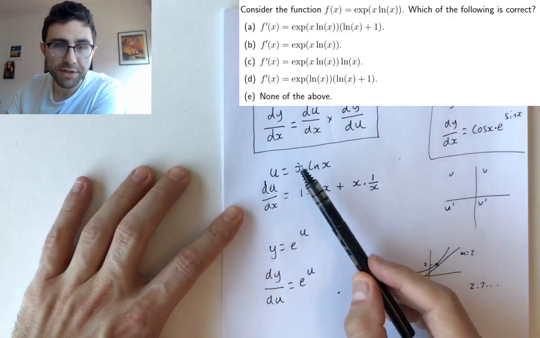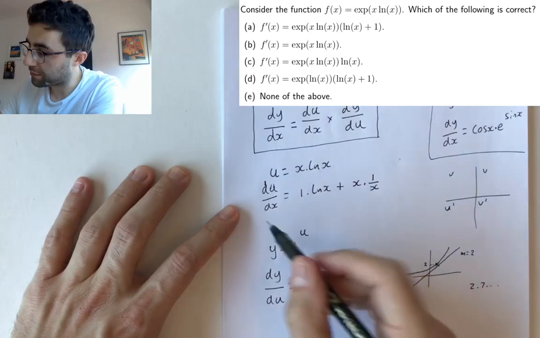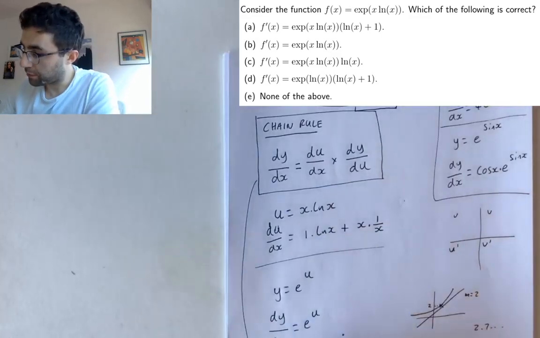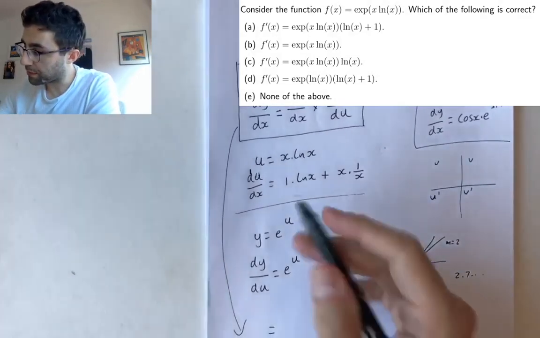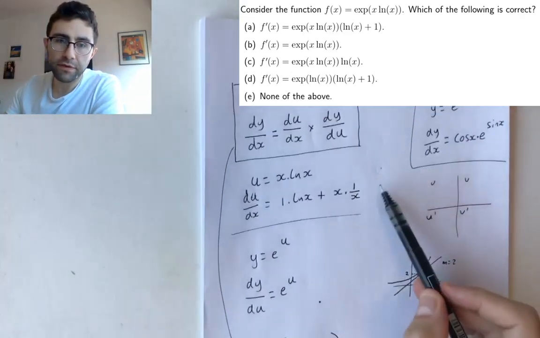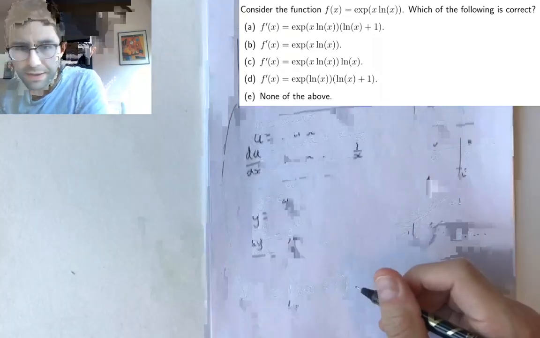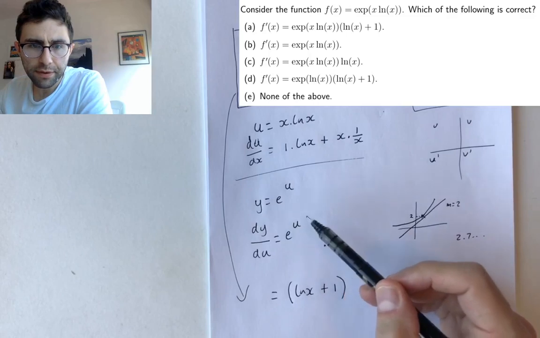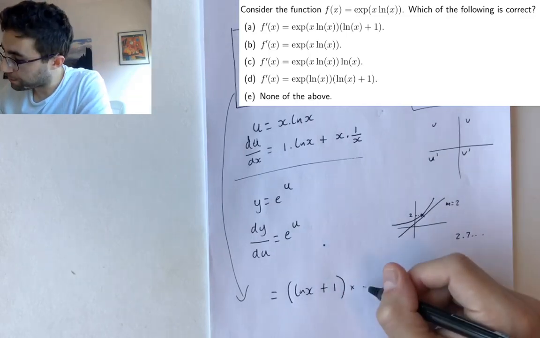I've differentiated my y equals in terms of u. Now let's just plug it into the chain rule. So it's got to equal du by dx times dy by du. Well, du by dx is ln x plus 1. You'll notice these x's cancel. And the other chap, dy by du, is e to the u.